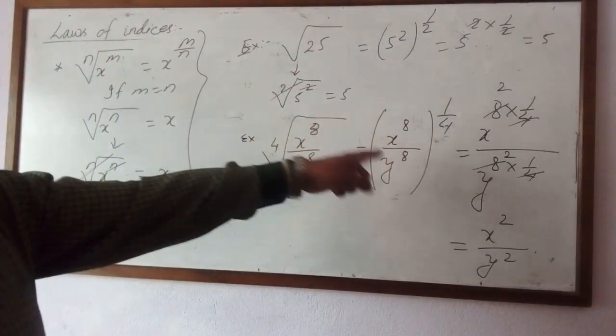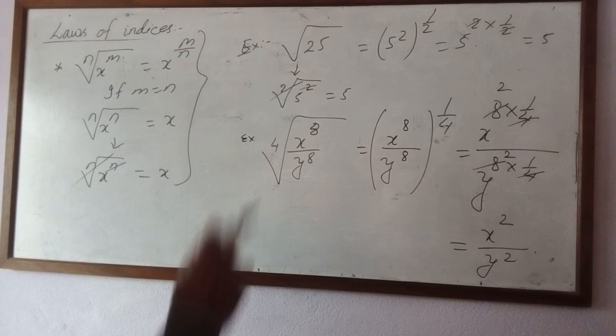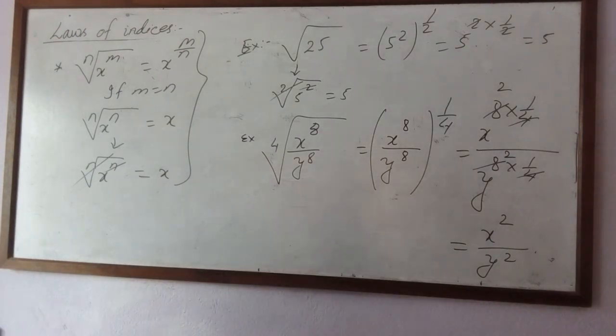How to remove the radical sign? I gave one example, these two examples, next also. Okay, next example also.